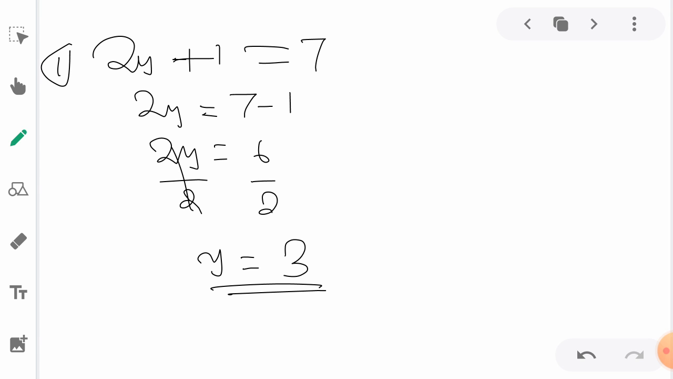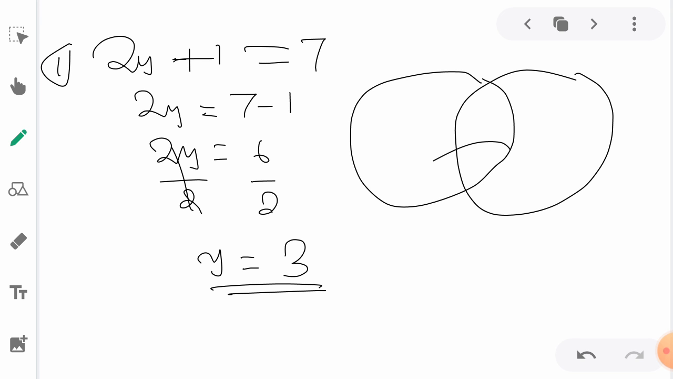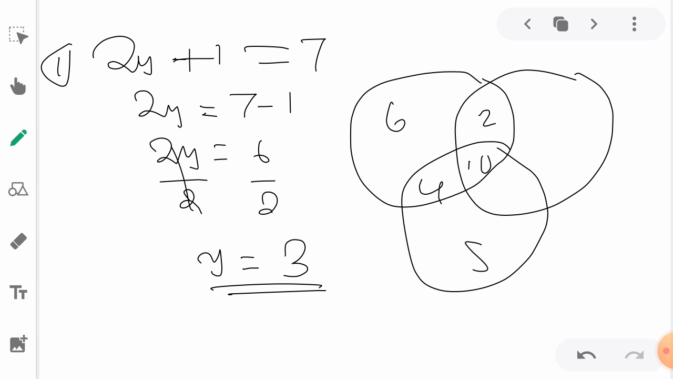So now you can see that the Venn diagram has been completed. It's now looking like this. If you have a question paper with you, we have 6, we have 2, we have 10 there, we have 4, we have 8, we have 1. Then we have 2y plus 1. So y is 3, so 2 times 3 is 6, 6 plus 1 we get 7. So this is Victoria Falls, this is Mambirima, and this is Gonya.